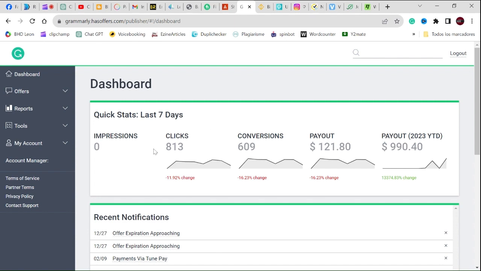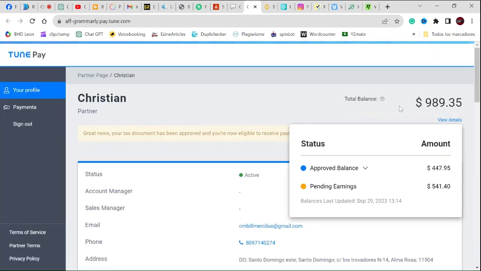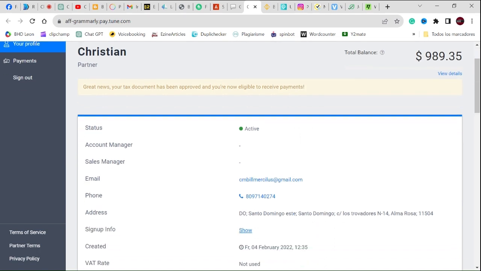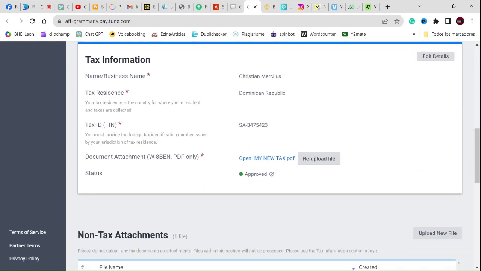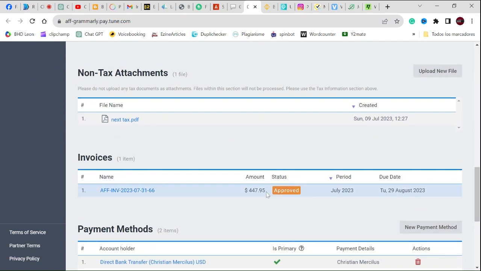I have 813 clicks. As you can see, I'm going to show you the payment. Okay, that's the money I'm going to receive. They're going to pay me this money. You see, guys. Okay, approve balance.